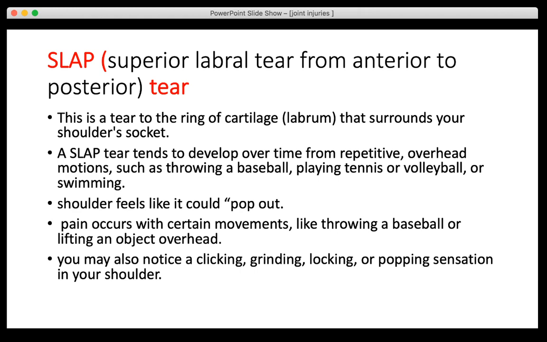And again, a feeling like something pops out comes to the player, and pain occurs with certain movements like throwing a baseball or lifting an object overhead. You can also have some clicking or locking sounds in your shoulder, a sensation that your shoulder has been locked, because range of motion is prevented when this kind of injury happens.